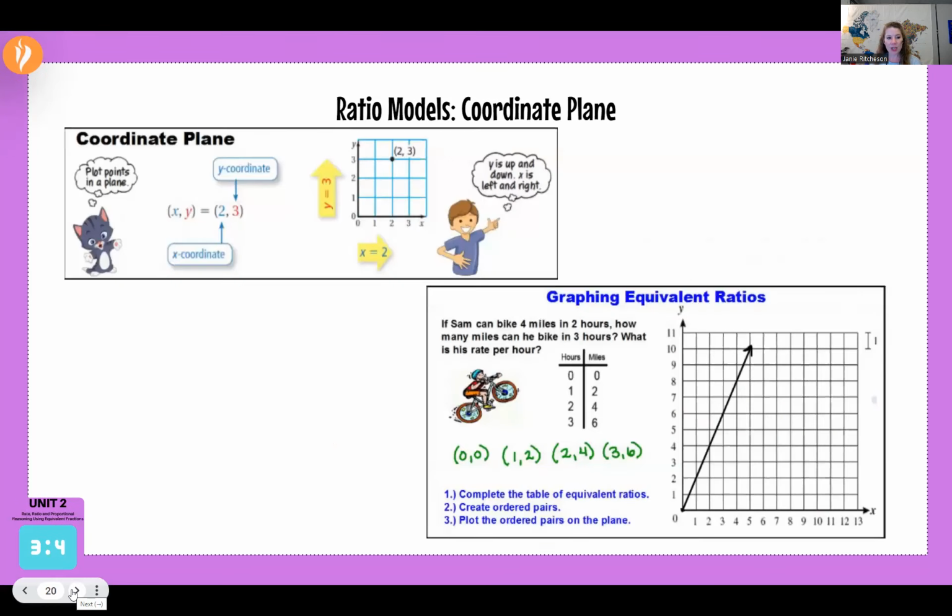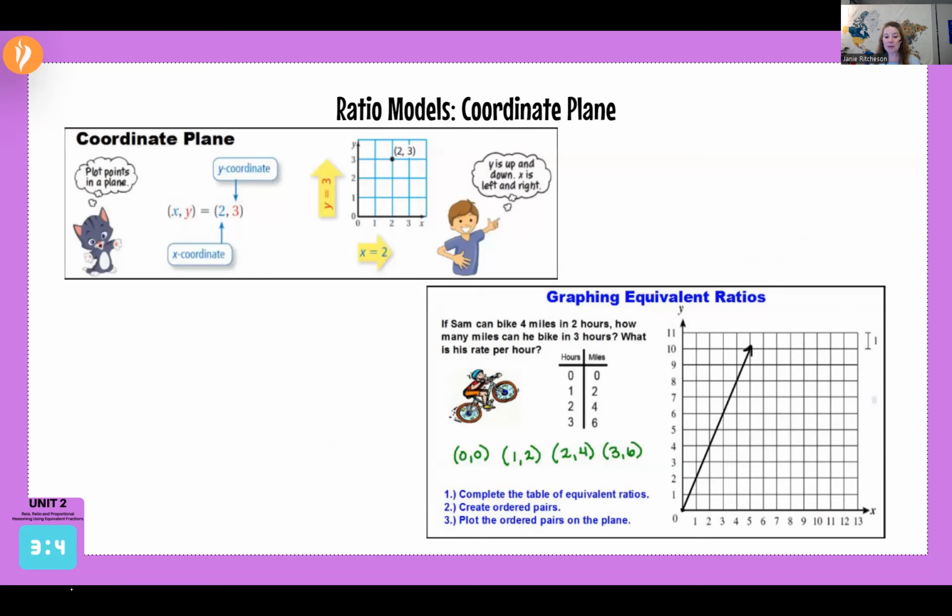We'll get there. All right, so what if you had to graph on a coordinate plane? Once again, here's our coordinate plane. The first number tells us how many spaces to go right, and the second number tells us how many spaces to go up. So you always start at the origin. You go right 2 spaces, up 3. And down here, these are all equivalent ratios.